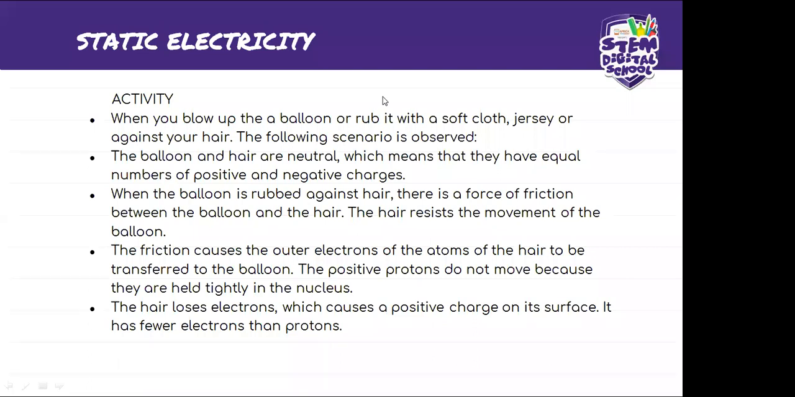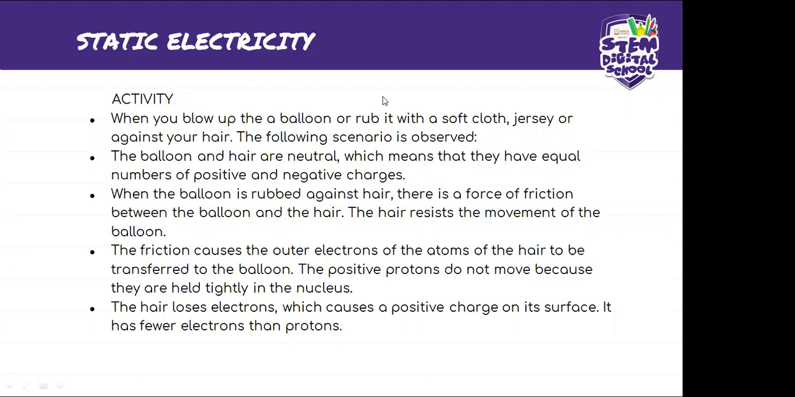Now, in our scenario, we didn't have a balloon. Maybe some of you might have one. But if you use a pen or a comb and you rub it, that is friction. So let's see what is observed. The balloon and hair are neutral, which means that they have equal numbers of positive and negative charges. That is before.